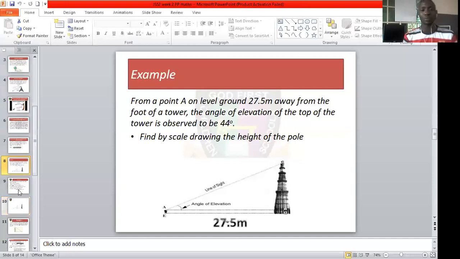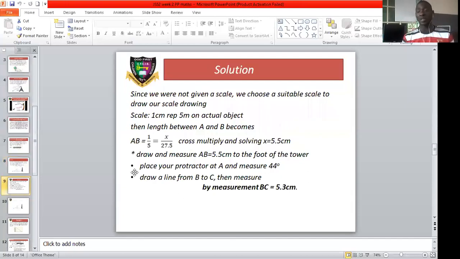So look at it now. Solution. Since we are not given a scale in the question, the beauty of it is that you can choose a suitable scale for yourself. Some questions might say, represent 1 meter. Look at this. The question is represented in what? In distance, in meters.